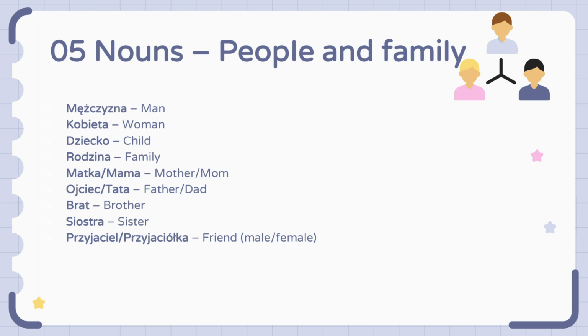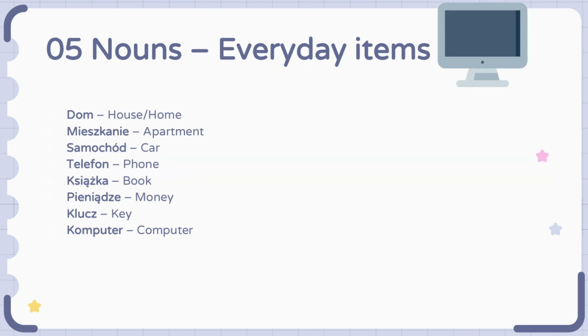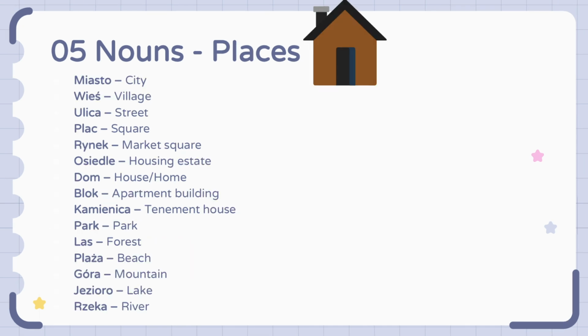They're just fine. Then we have brat, brother, siostra, sister, przyjaciel, przyjaciółka, friend. Przyjaciel is a male friend and przyjaciółka is a female friend because it does depend on gender. Then we have a bunch of everyday items: dom, house, home, mieszkanie, apartment, samochód, car, telefon, phone, książka, book, pieniądze, money, klucz, key, computer, computer.